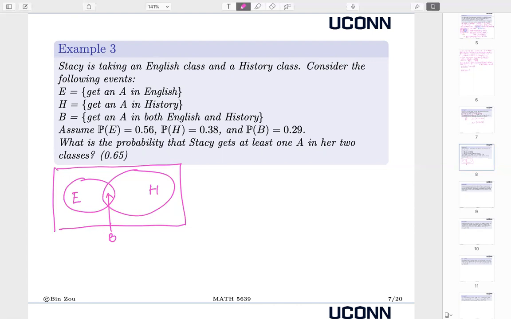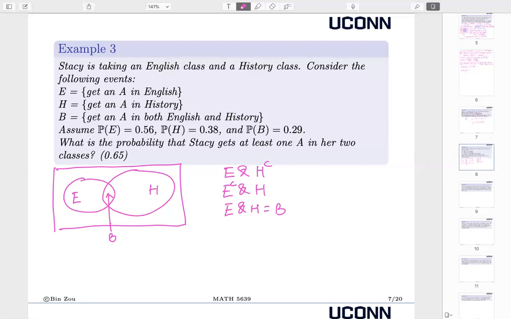What we want to know is the probability that she gets at least one A. So what are the possibilities? She could be E, but not H, right? Which means she gets an A from English class, but not from history. Or not an A from English, but an A from history. Both. That is B. So there are 3 possibilities, right?